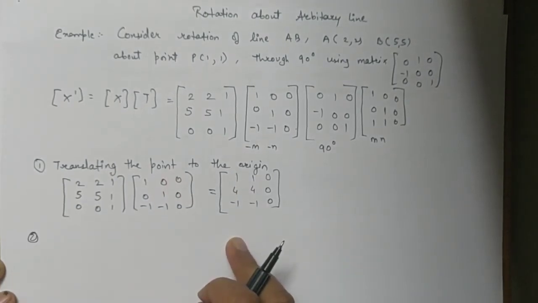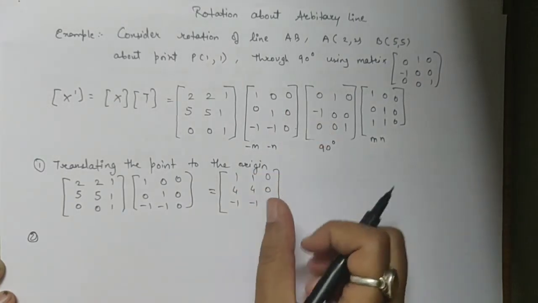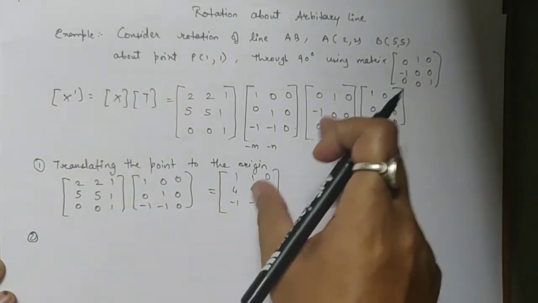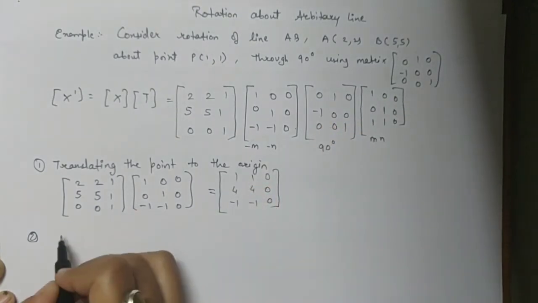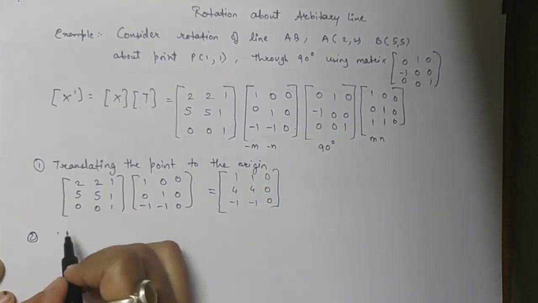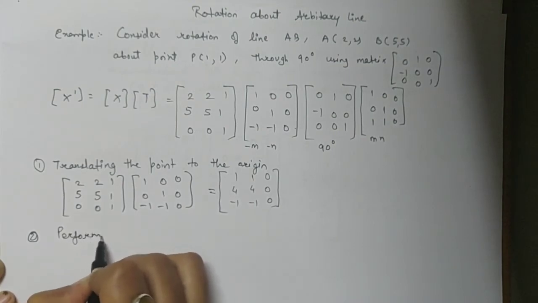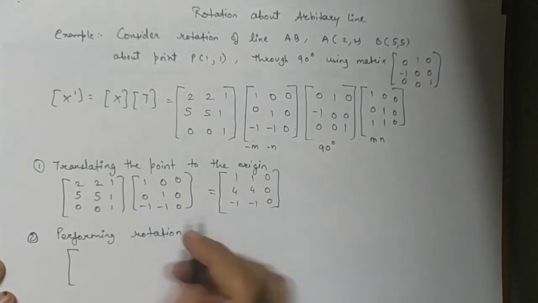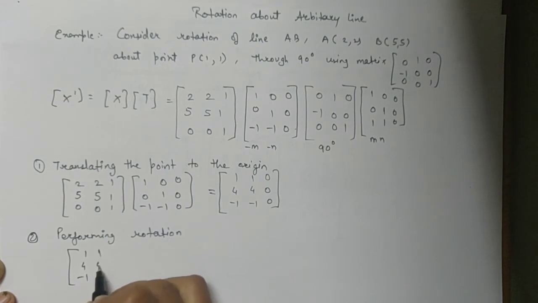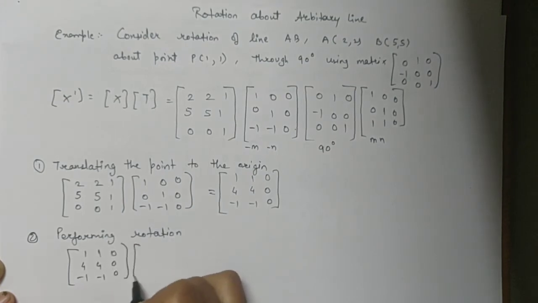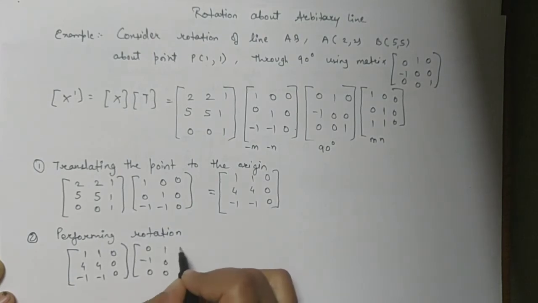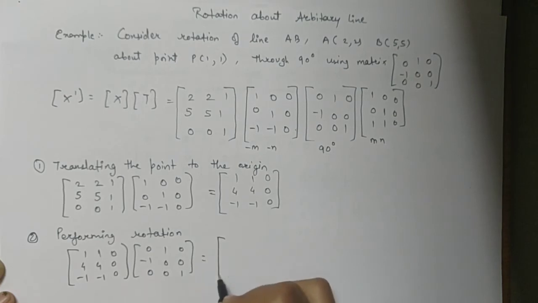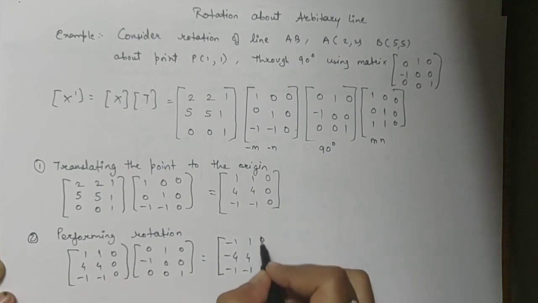Now the second part is performing the rotation. We find the product of the translated matrix with the rotation matrix. Consider this matrix 1, 4, minus 1; 1, 4, minus 1; 0, 0, 0, and the rotation matrix which is already given: 0, minus 1, 0; 1, 0, 0; 0, 0, 1. I got the output as minus 1, minus 4, minus 1; 1, 4, minus 1; 0, 0, 0.